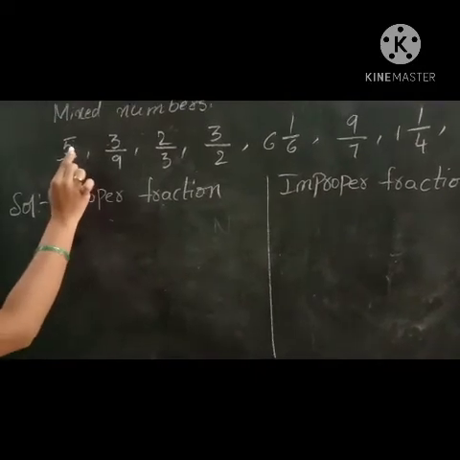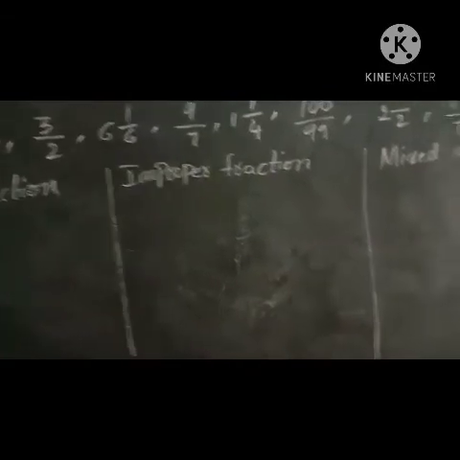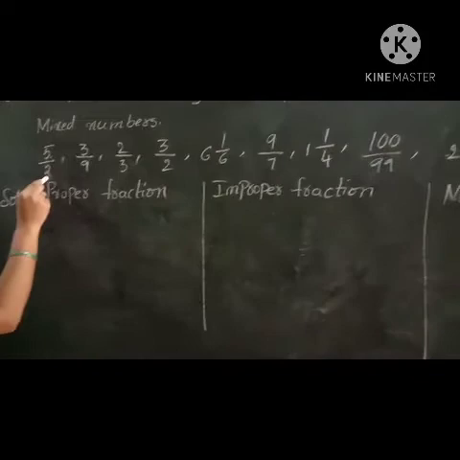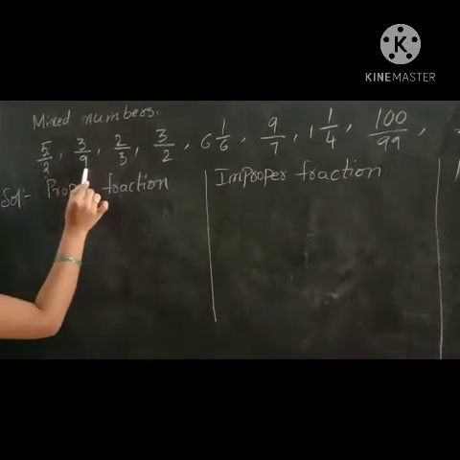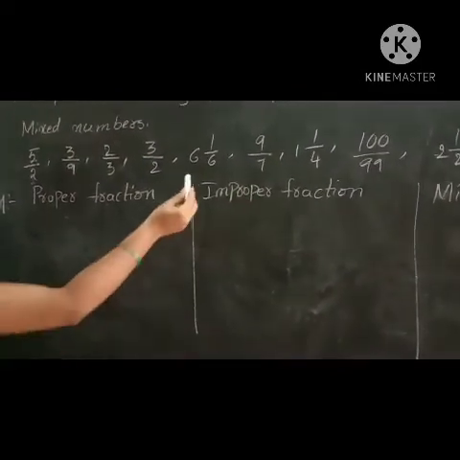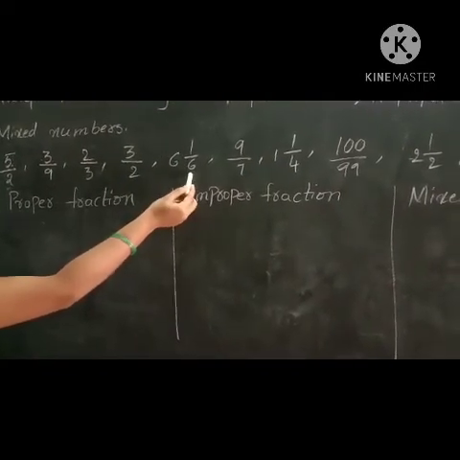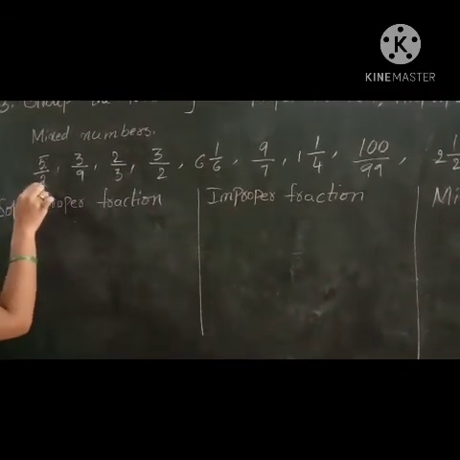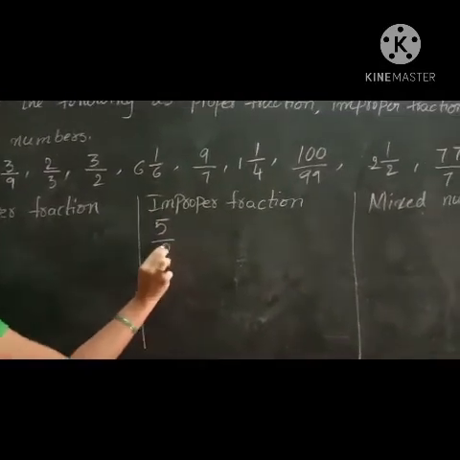Why? Because the numerator is greater than the denominator. What is the definition of an improper fraction? The numerator is the big number and the denominator is the small number. Proper fraction means the numerator is the small number and the denominator is the big number. What is a mixed number? A mixed number consists of a whole number and a fraction. See here, children, 5/2 is an improper fraction. Here we have to write 5/2.